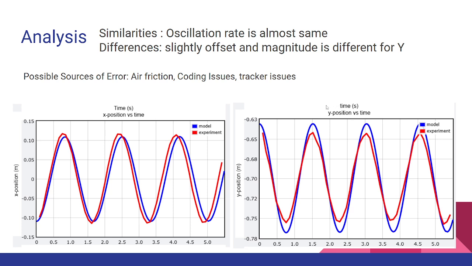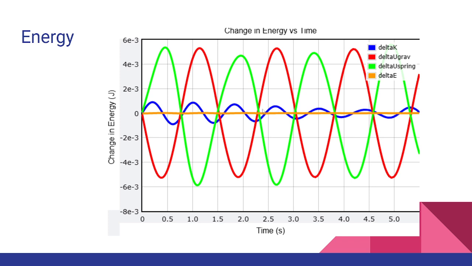Okay, looking at the analysis, so similarities. The oscillation rate is almost the same. You can see that both red and blue oscillate about the same amount. However, there's a slight offset between both of them, and the magnitude also differs for y. Some possible sources of error for this issue might be the air friction when the spring is moving that's not calculated in the computational model, some coding issues, and some Tracker issues, like I didn't track it correctly. Alright, and this is the energy graph, and we can talk about this in the final part.